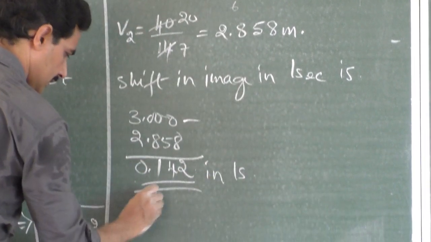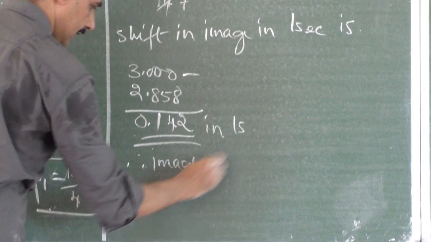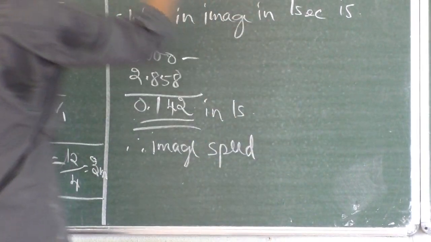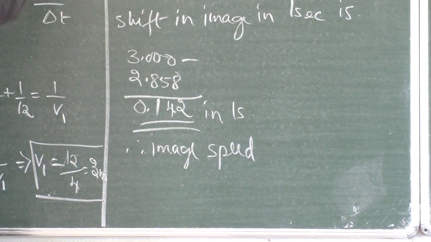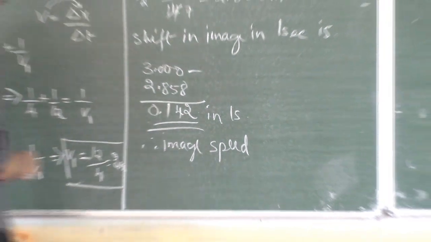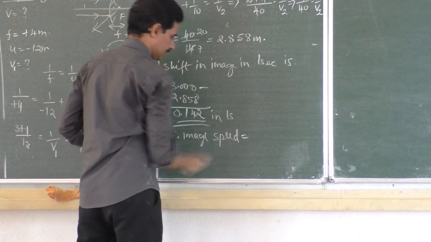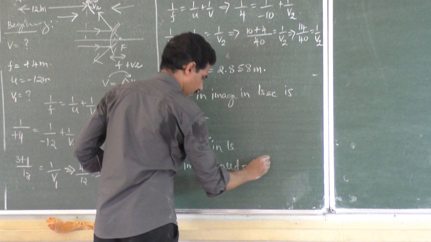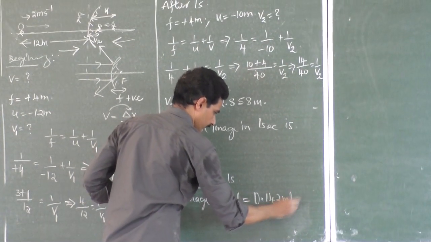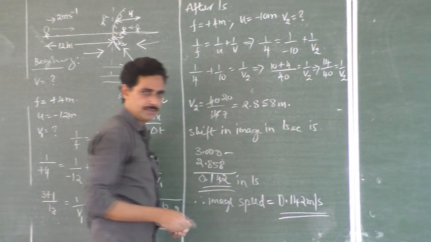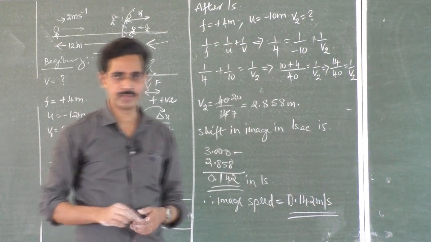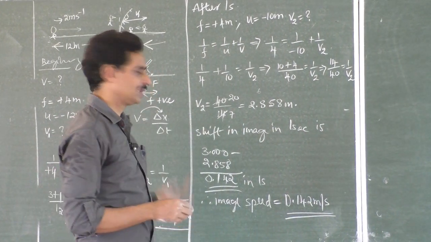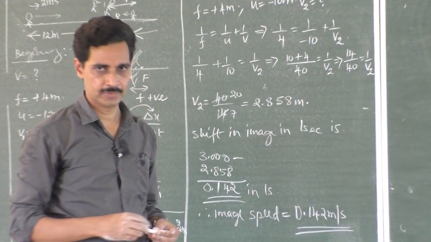So image velocity or image speed, of course, will be in this direction; the image will be moving in this direction when the object is running like this. Image speed is equal to 0.142 meters per second. Okay. Now, this is not an exact way of solving the problem, but you may solve this in the theory exam like this. No problem.